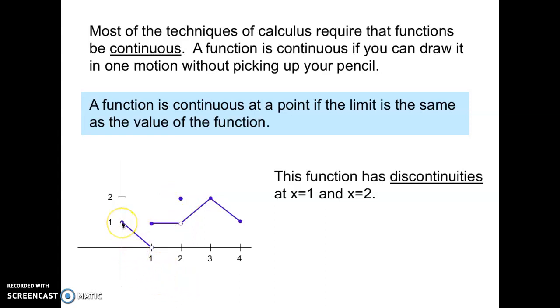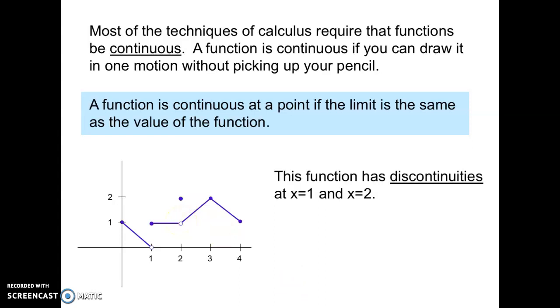But if I were to draw this and stay on the function with my pencil, notice I would have to lift my pencil at x equals 1 and lift my pencil at x equals 2 in order to draw the function. These are considered points of discontinuity. Notice the discontinuity at x equals 1, there's a gap in the range. The discontinuity at x equals 2, there's only a point that just gets moved off the function.